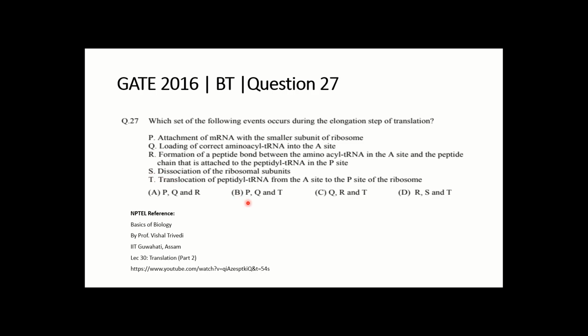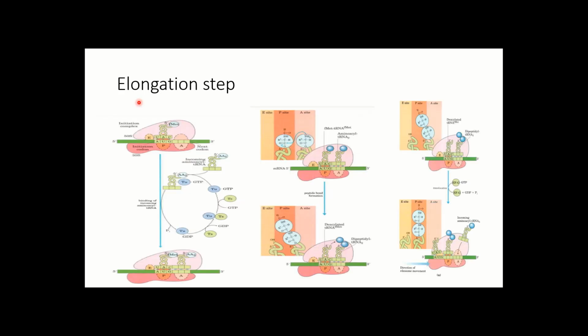So let's see briefly what is actually happening in the elongation step of translation. In the very first step, the incoming amino acid tRNA will come and bind to the A site of the ribosome. After that, a peptide bond will be formed between the peptide tRNA which is bound to the P site and the newly incoming amino acid tRNA which has bound to the A site.